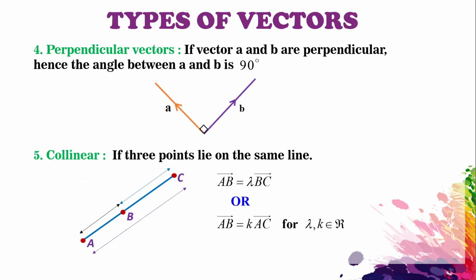Number 4, perpendicular vectors. If vectors A and B are perpendicular, then the angle between A and B is 90 degrees. And then the last one for the types of vectors is collinear. If 3 points lie on the same line, we call it collinear. So as you can see from the diagram, we have 3 points A, B, and C that lie on the same line. So we can bring out the equation to be vector AB equal to lambda vector BC, or vector AB equal to k vector AC, where lambda and k are elements of the real numbers.